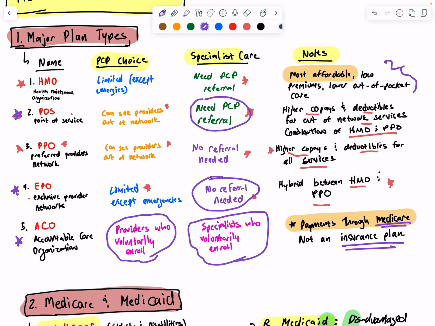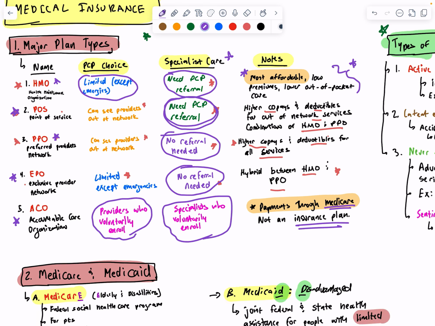HMO is the one I think that you should know the most. It's just PCPs are limited in choice, and you need the PCP referral. POS, you also need a PCP referral. HMO is the cheapest one. That's worth knowing. And PPO is also pretty common. You don't need a referral to go see specialists.